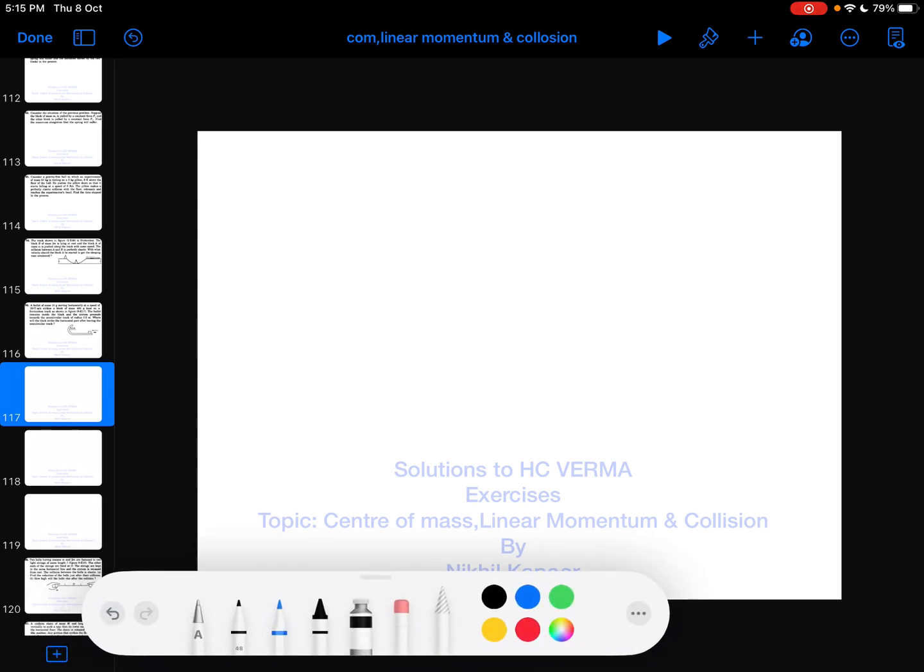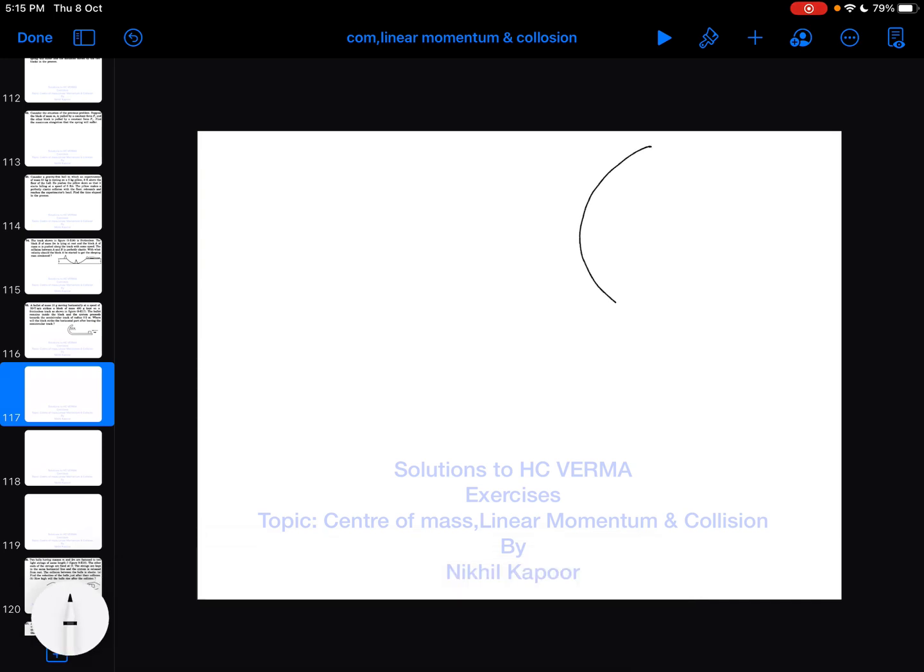So let's find. I will draw the situation here, the semicircular track. Let us suppose the block and the system will leave at this position, and this position is at an angle theta with the upward vertical. In that case, the weight is acting in the downward direction while the normal reaction from the track is acting in this direction.